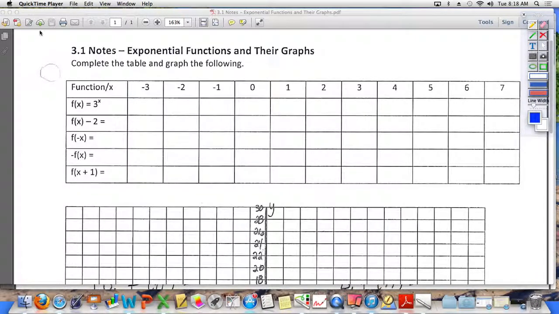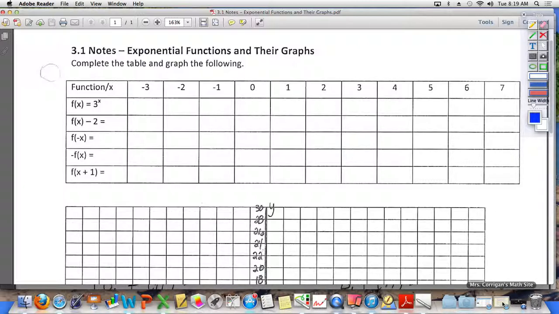All right, this is the beginning of chapter 3, and you all should have this out in front of you, 3.1 notes, exponential functions and their graphs. And what we're going to do today is just practice graphing some exponential functions. So f of x is equal to 3 to the x power.